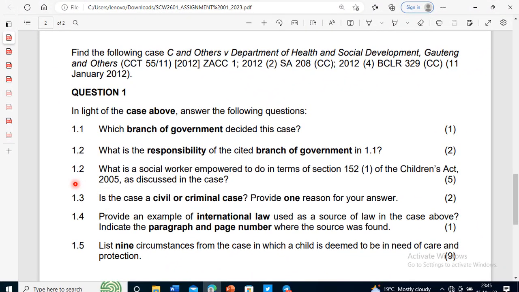1.2 again, I do believe that they made a mistake here. It was supposed to be 1.3, I think. So it states: what is a social worker empowered to do in terms of section 152 of the Children's Act 2005 as discussed in the case? So we have to go to the case.